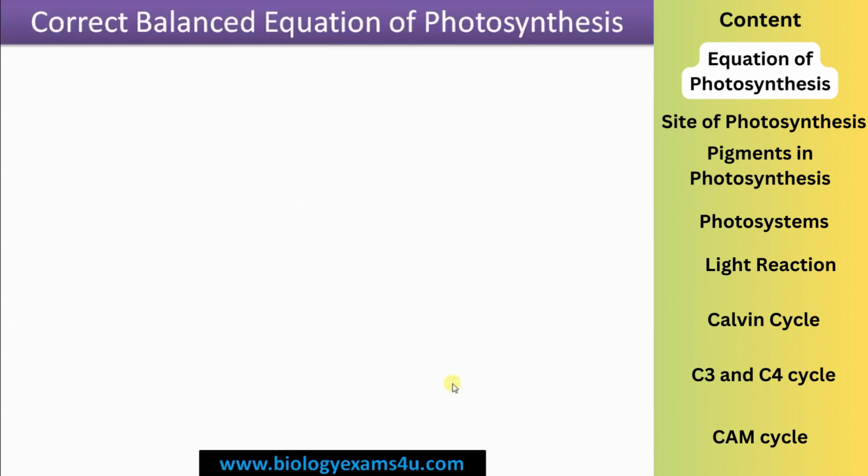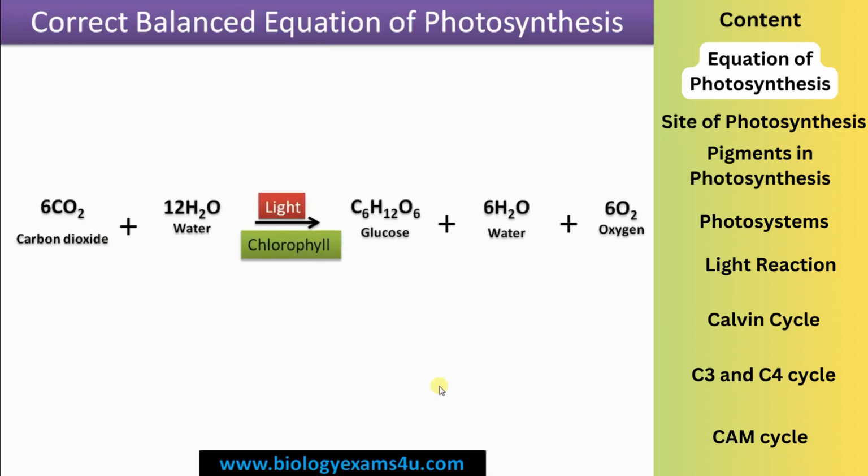Now the correct balanced overall equation of photosynthesis is 6 CO2 plus 12 H2O give rise to C6H12O6 plus 6 H2O plus 6 O2, where this O2 is derived from water.